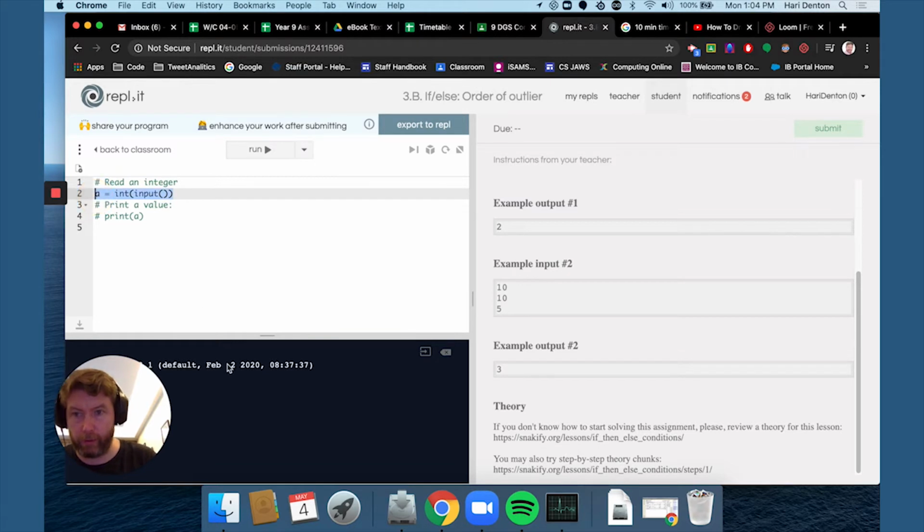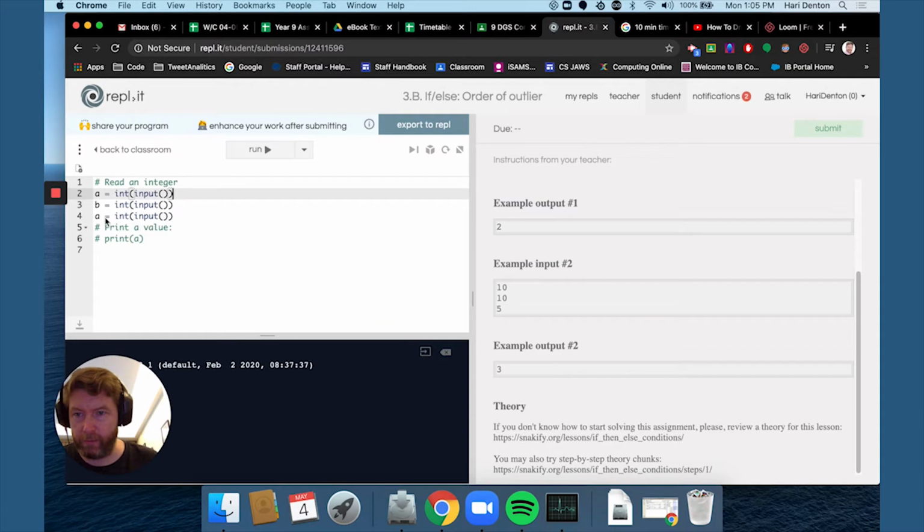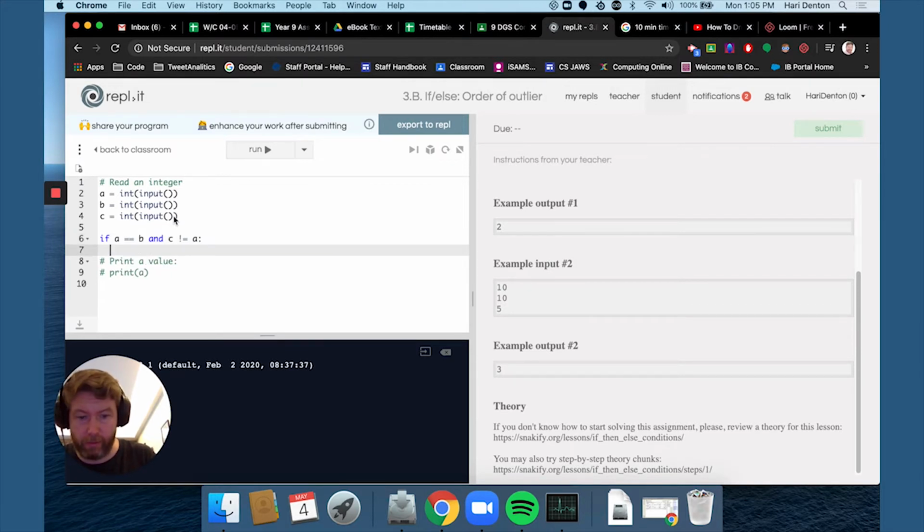So I'm just using copy and paste, my friend. Yeah, that's kind of annoying when I'm trying to write variable names. So either, if A equals B and C does not equal A or B, then print 3, right? Because it will be in the third position.